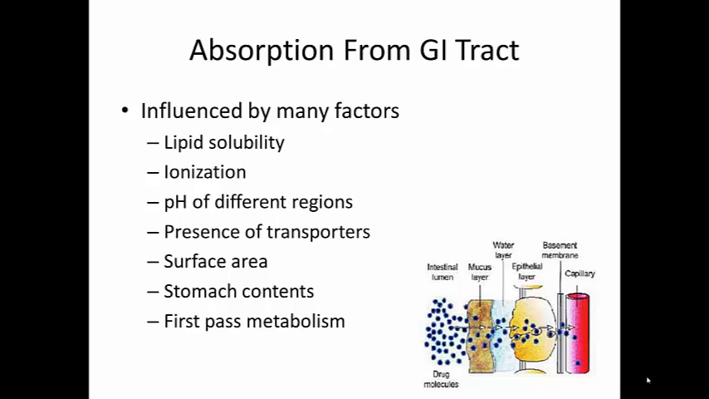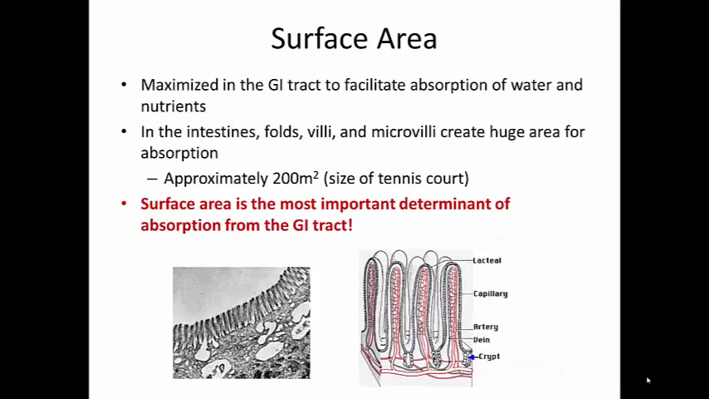A number of factors influence the absorption of drugs and toxicants from the different regions of the GI tract, including lipid solubility, ionization, pH, the presence of transporters, surface area, stomach contents, and first-pass metabolism. We've already discussed how the first four of these factors can influence a molecule's ability to cross lipid membranes. These principles apply in the same way to absorption of compounds from the GI tract. You should be able to predict how changing pH of the GI tract can influence the absorption of acids and bases. Now we'll go over the influence of surface area, stomach contents, and first-pass metabolism in more detail and finish with some example problems.